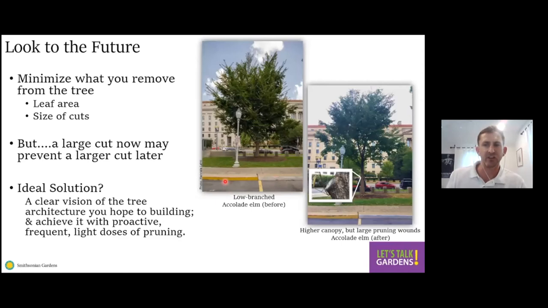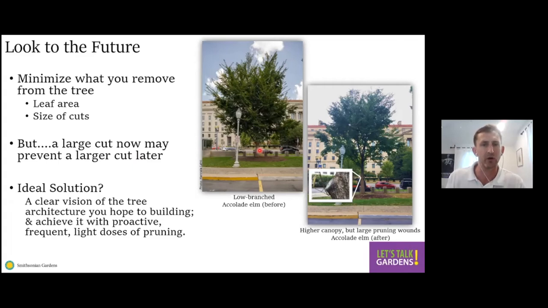So as we've discussed, it's best for our trees and shrubs if we minimize how much we prune from the tree in terms of the size of the branches and the amount of leaf area that we remove from it. It's also worth recognizing that sometimes a large cut today is better than a larger cut tomorrow. So to avoid that tough decision, start from day zero with a clear vision of the tree that you're hoping to build and achieve with proactive, frequent light doses of pruning.